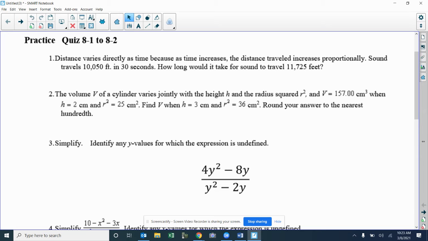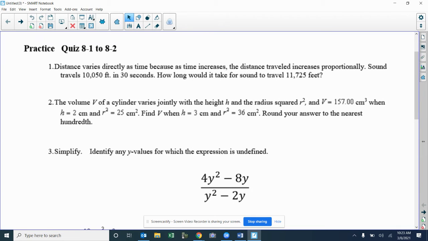First one is a direct variation. So distance varies directly as time, because as time increases, the distance traveled increases. Sound travels 10,050 feet in 30 seconds. All right, so what is the speed of sound? Well, that's what we're trying to find.